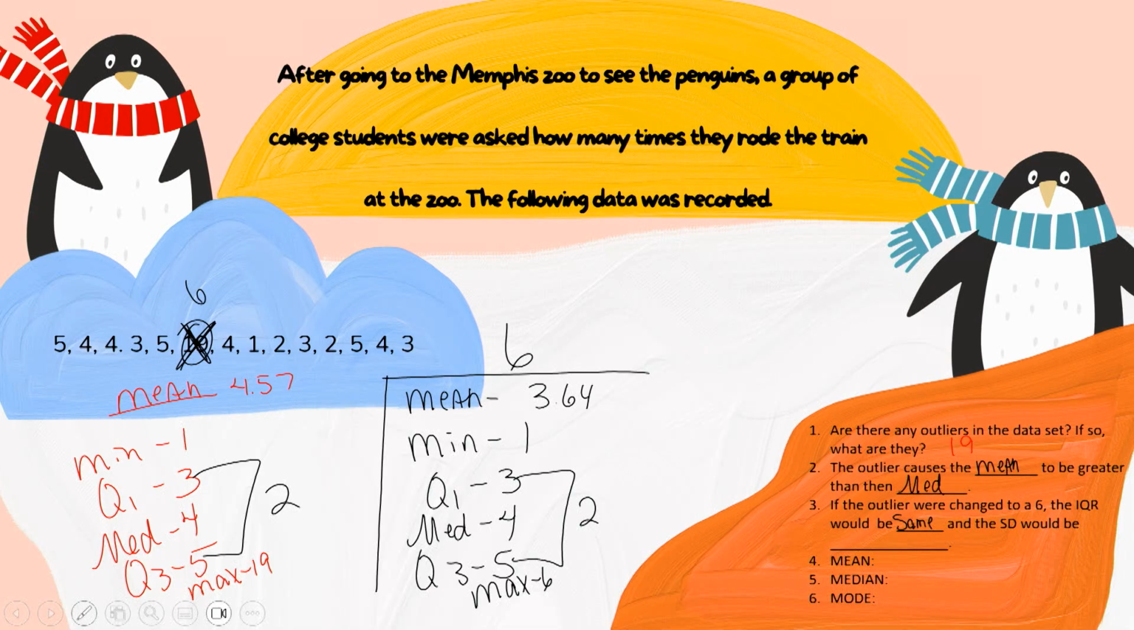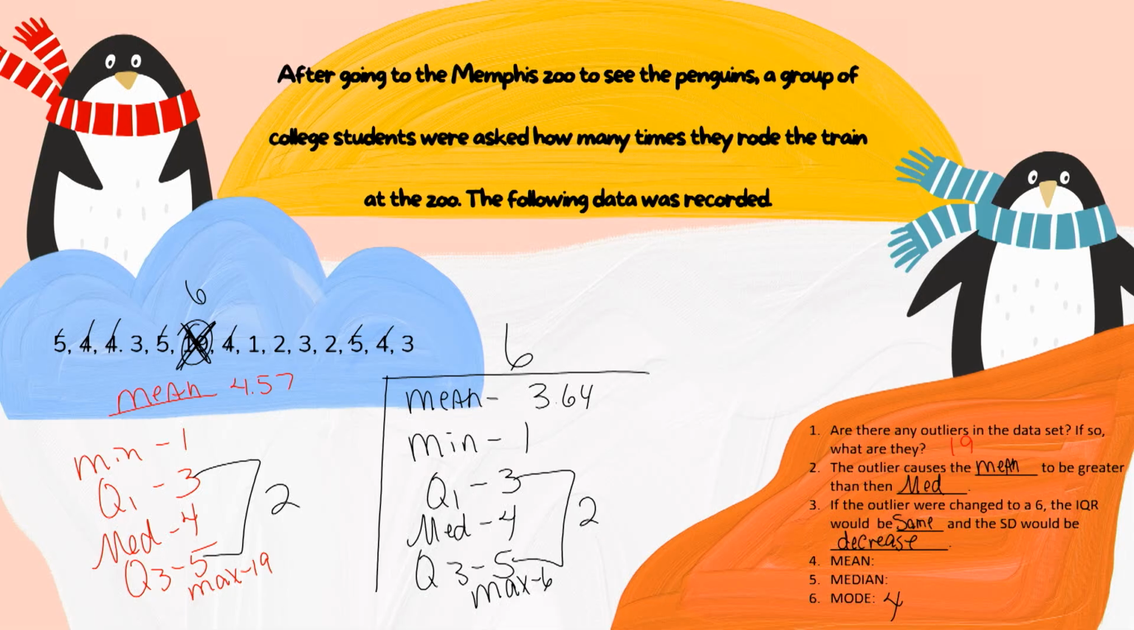And the standard deviation does what? Well, I'm not having to go all the way to 19 from my 4.57. I'm now going from 6 to my 3.64. So my standard deviation is going to decrease. And we obviously have already found the mean and the median for our data set with 19 and without, but the mode, what did we say the mode was? What do you see the most? Let's see, I have 1 5, 2 5, 3 5s, 1 2 3 4 4s. So I would say that my mode is 4.